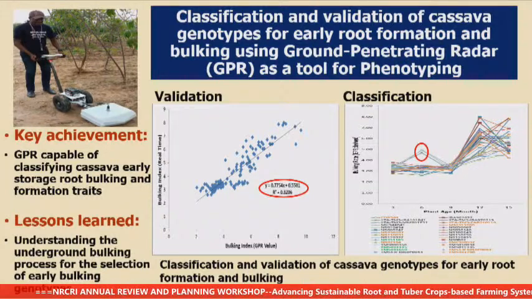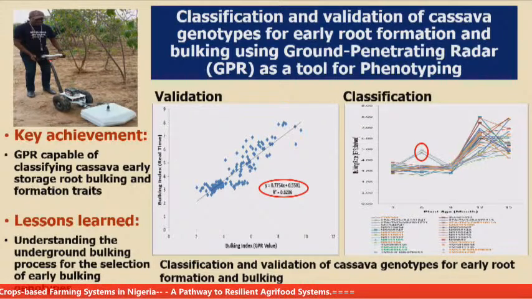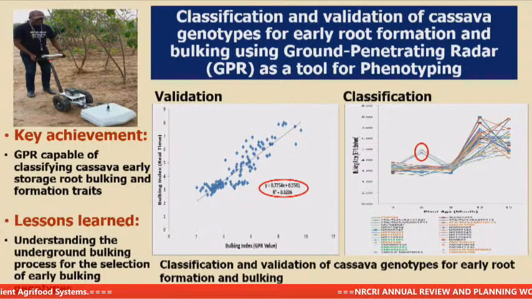the bulking index, real time, and the bulking index using GPR. And we found out that the regression analysis, the relationship was very high. And this signifies that either tool can be used to assess for early bulking. And at the same time, one can be replaced with the other.